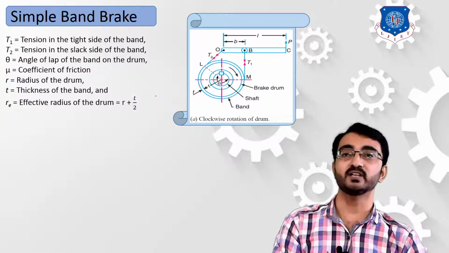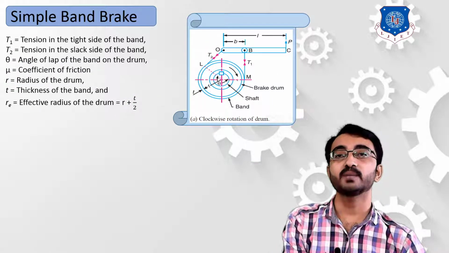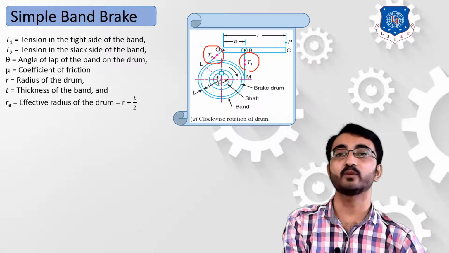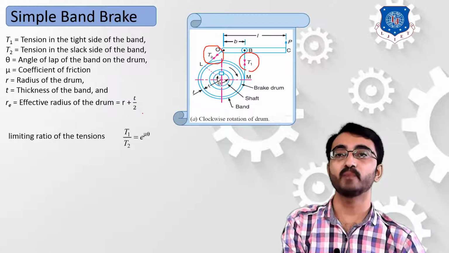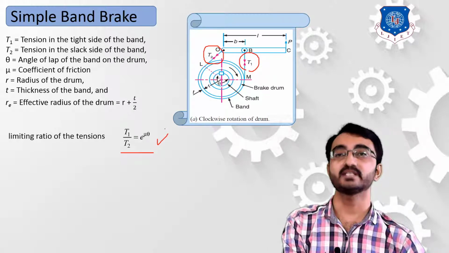After learning this fundamental, we can simply understand that we have to apply the rules of belt drive over here, because it is a simple type of belt. The first equation that will be used in the case of band brakes is T1 by T2 is equal to e raised to mu theta. This equation we have derived in the chapter on belts.